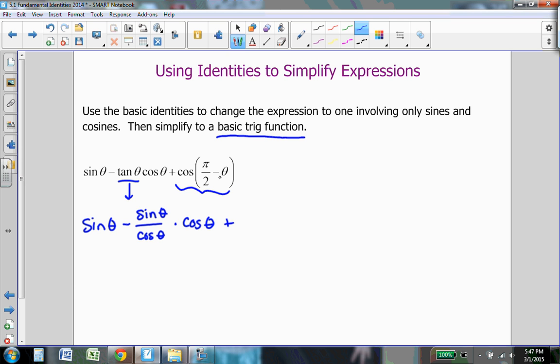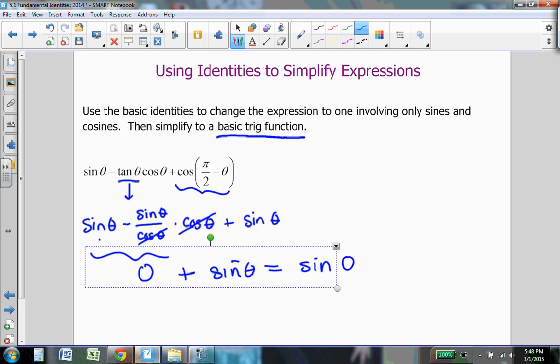So the cosine of pi over 2 minus theta, we learned with our cofunctions that that is the same thing as the sine of theta. So sines are looking pretty prevalent here. Cosines are going to simplify to 1. We have a sine minus the sine, which will give us a 0. And then we add sine, simply the sine of theta.